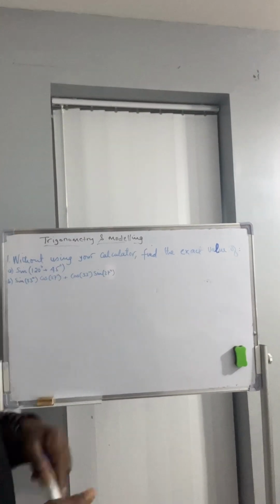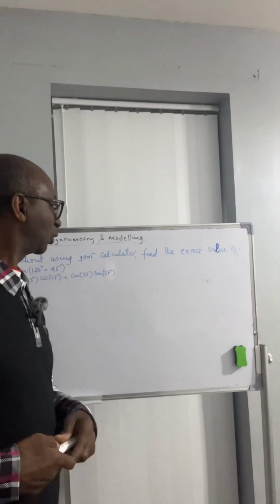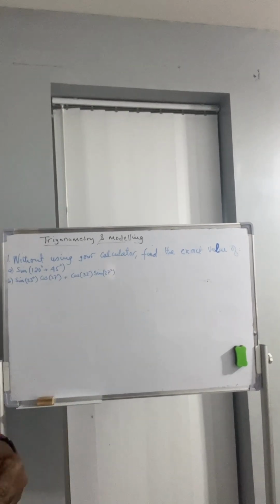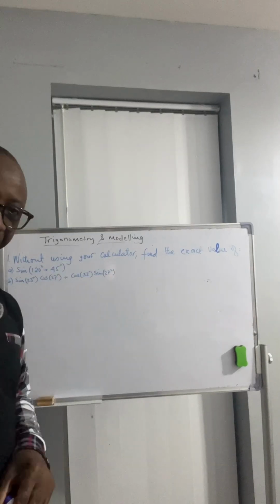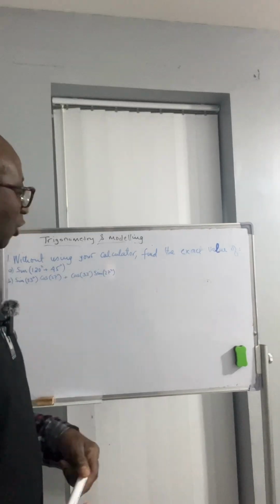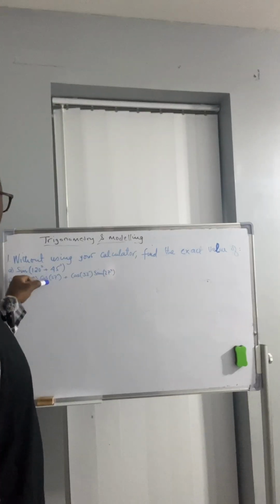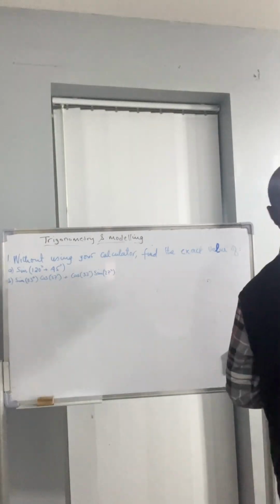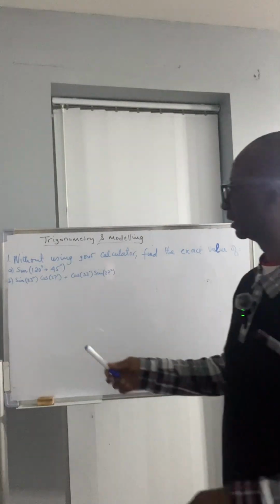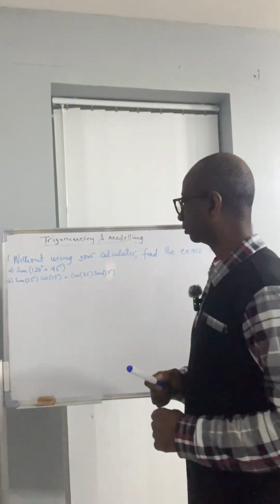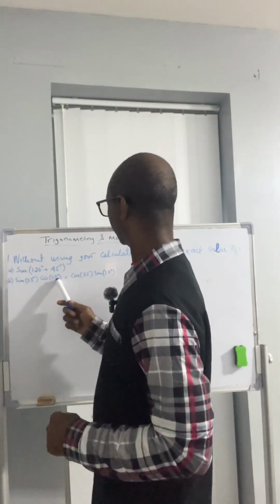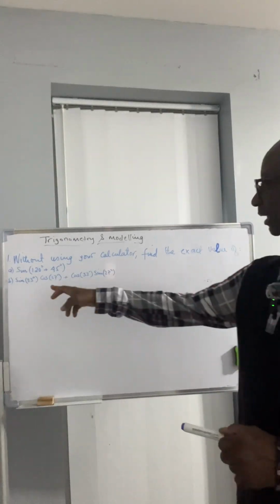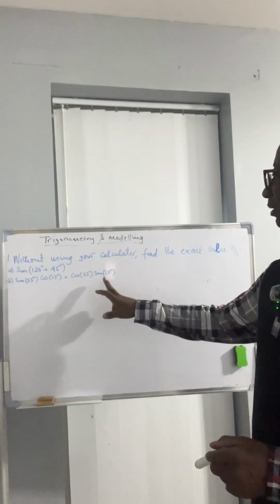We are looking at the second problem here under trigonometry and modeling. The second problem says, without using your calculator, find the exact value of sine 33 degrees cos 27 degrees plus cos 33 degrees sine 27 degrees. You can see that these angles don't change. You have your 33 degrees, 27 degrees here, and 33 degrees, 27 degrees here.